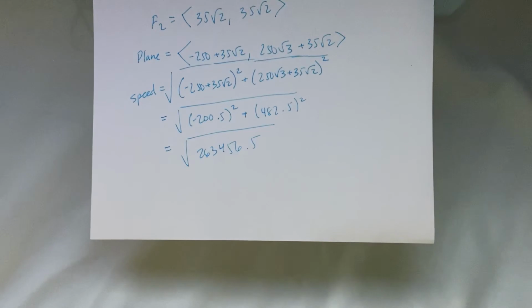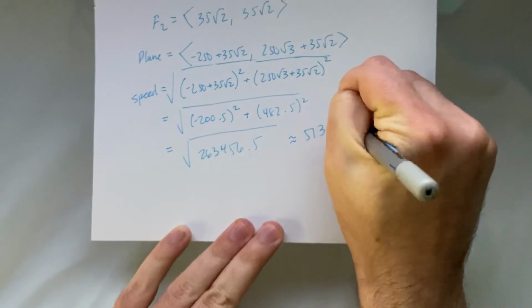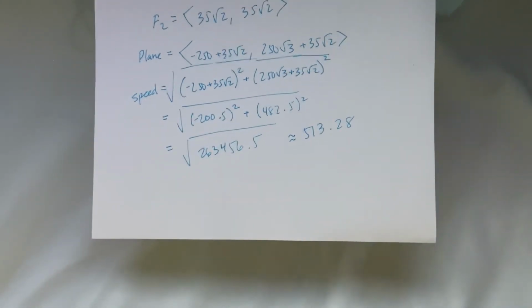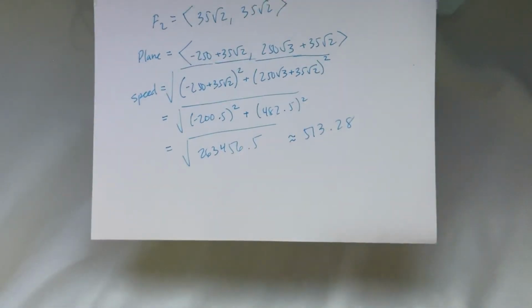And that is 513.28 miles per hour. So what does that mean? Well, the wind is throwing it off in its direction. The plane was originally going 500, so this is actually working with it speed-wise. We don't really know where it's wanting to go, but that's at least something that's helping. And that's all for 11.1.